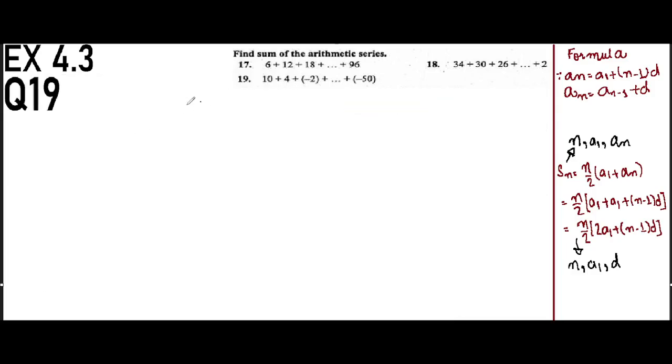So the question number 19 is 10 plus 4 plus minus 2 plus up till plus minus 50.